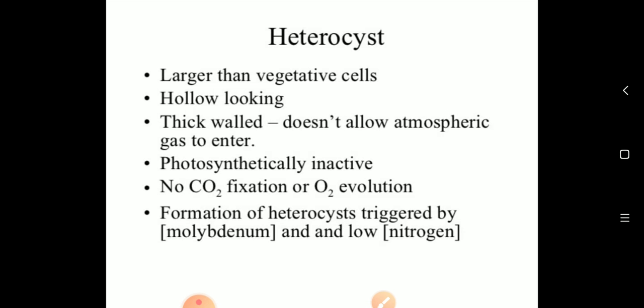It is hollow looking and has a thick wall that doesn't allow atmospheric gases in, and they are photosynthetically inactive, so no carbon dioxide fixation and oxygen evolution takes place in these cells, so that anaerobic condition is maintained in them. Higher molybdenum and low nitrogen in the environment promote heterocyst formation.